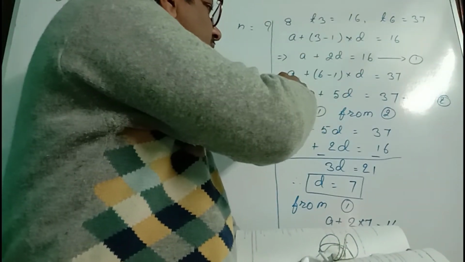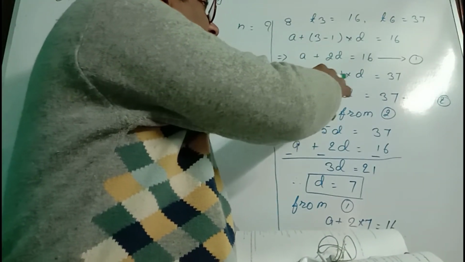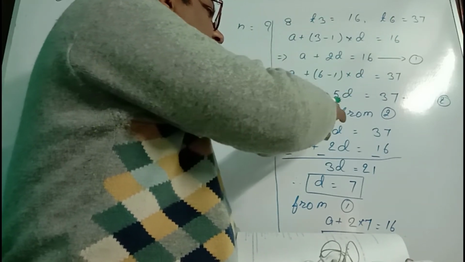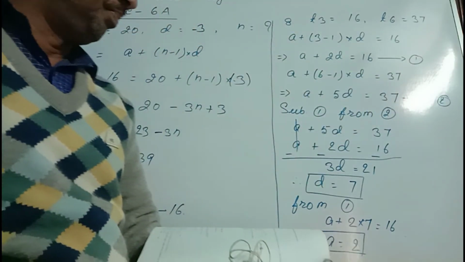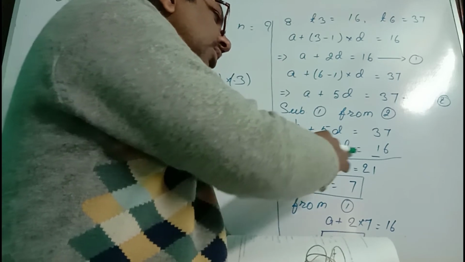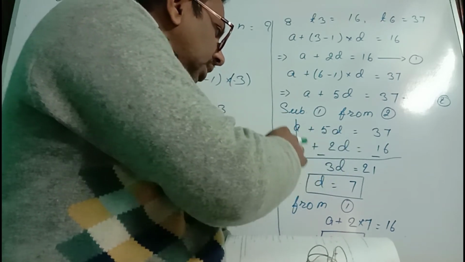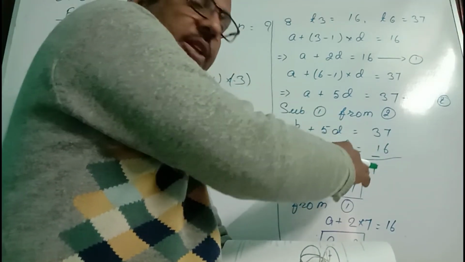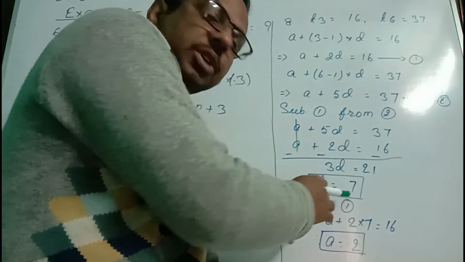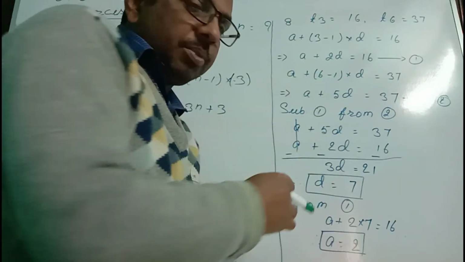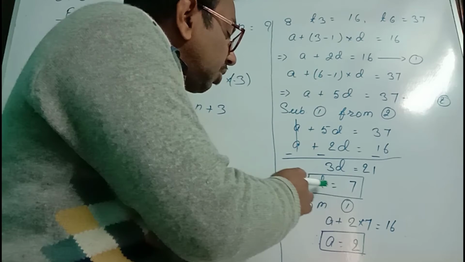Now T6 is 37. So I made the equation as A plus (6 minus 1) into D. Here the value of n is 6. So this equation became A plus 5D equal to 37. That is equation number 2. Now I have subtracted equation number 1 from equation number 2. So I got A plus 5D equal to 37 minus, all the signs will change of equation number 1. In this way A cancelled, 5D minus 2D equal to 3D, and this side 37 minus 16 equal to 21. So D equal to 7. So from 1, I kept this value in equation number 1 to get the value of A, that became 2. So first term A is 2 and common difference D is 7.